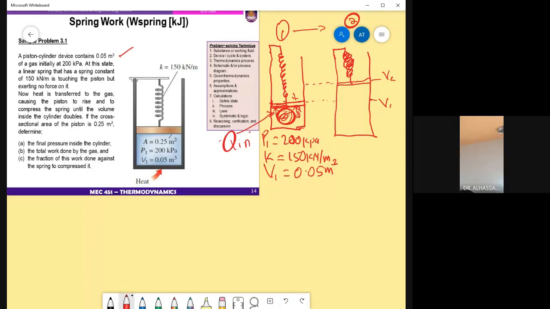Okay, so now we are told that the cross-sectional area of the piston is 0.25 meters squared. Now, determine the final pressure inside the cylinder. So we want to find P2, that we don't know. And the total work done by the gas. So we want to find the total work done by the gas, W total by the gas.